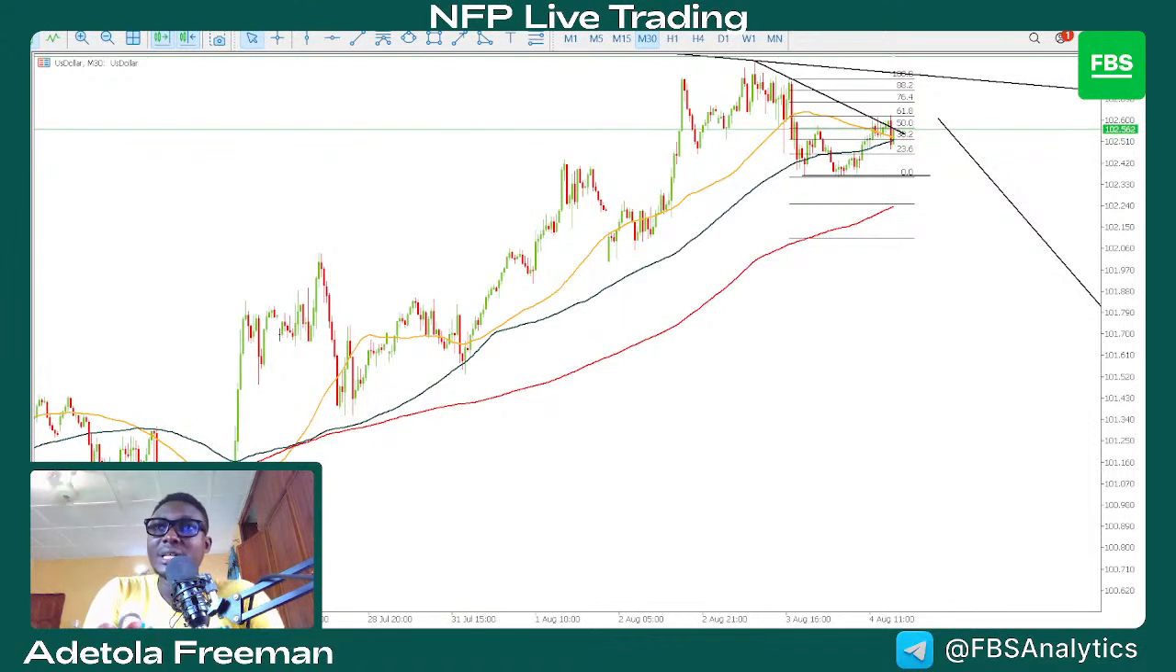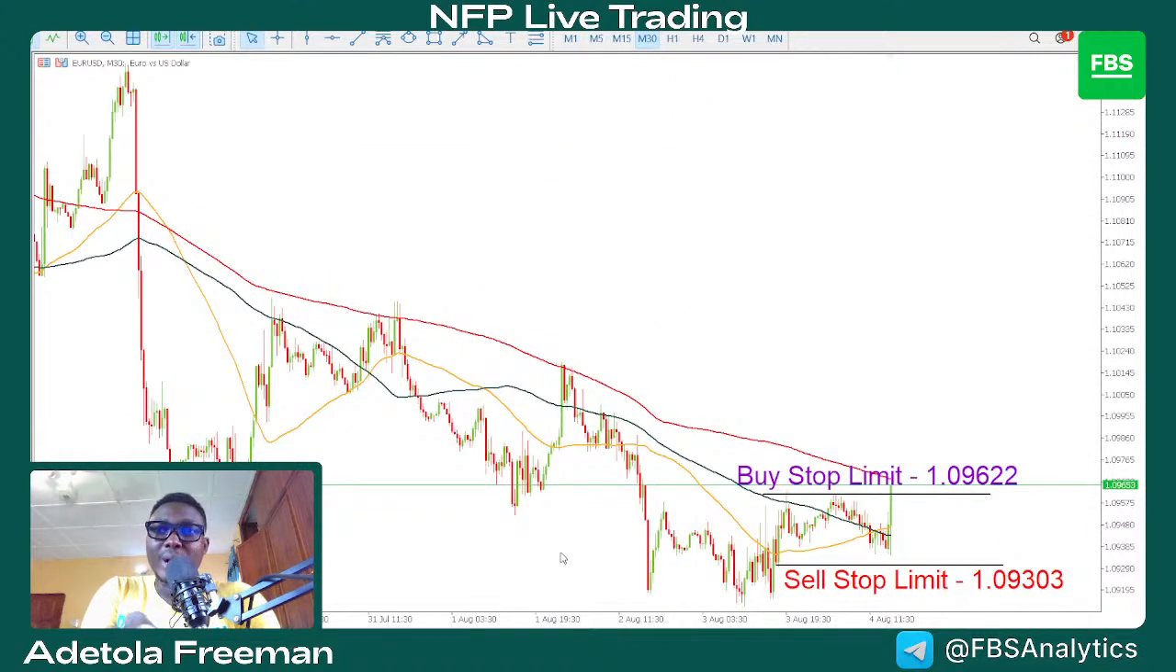We're seeing a kind of bullish spike on the dollar, but let's see if it lasts. So, as I said, this is the dollar, and it looks like the dollar is set to drop even further. So we're looking at buys all through. Our buy stop limit is active on Euro USD.